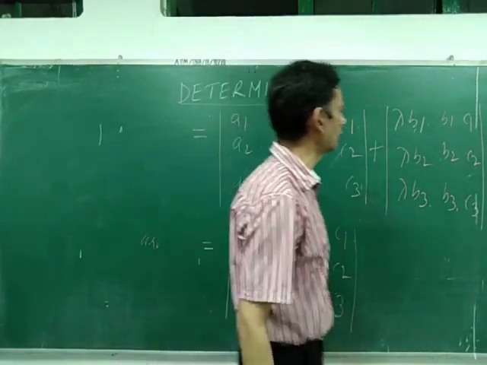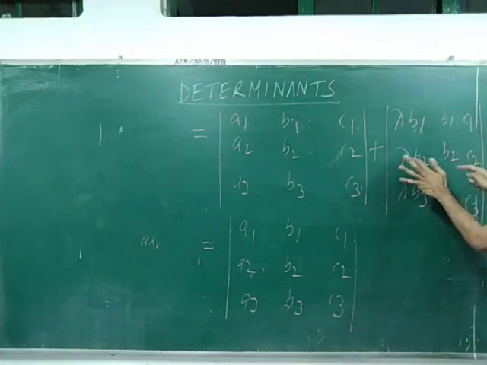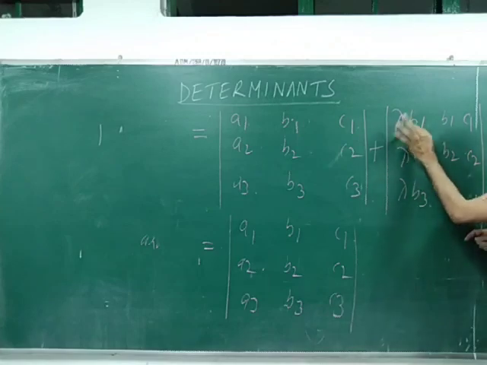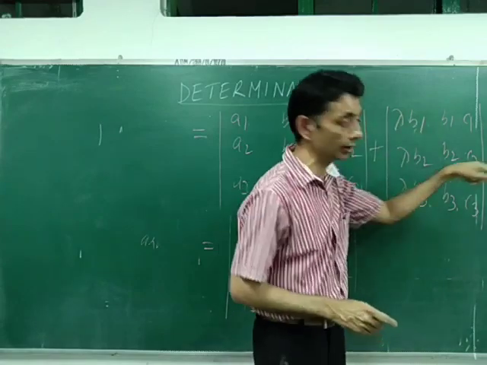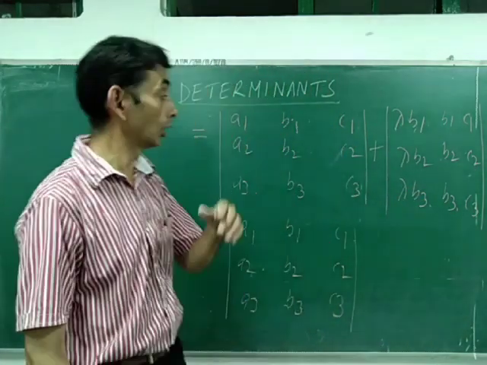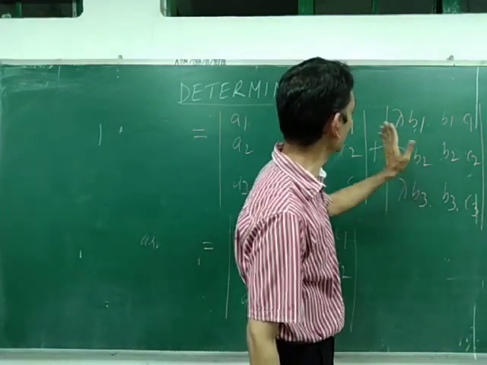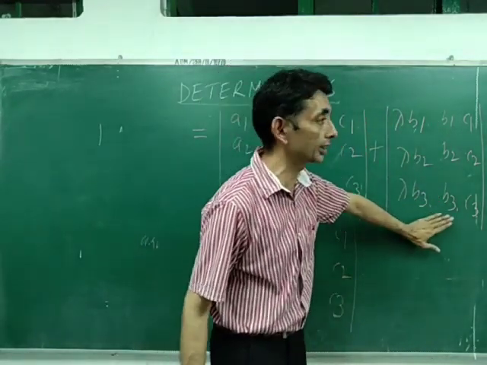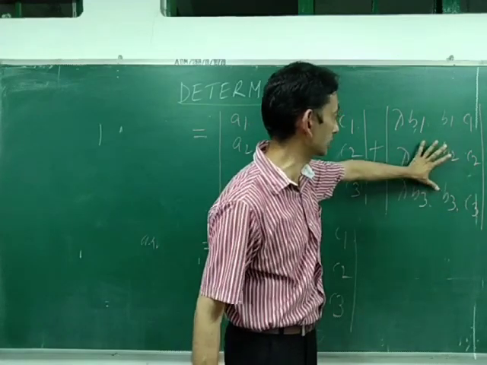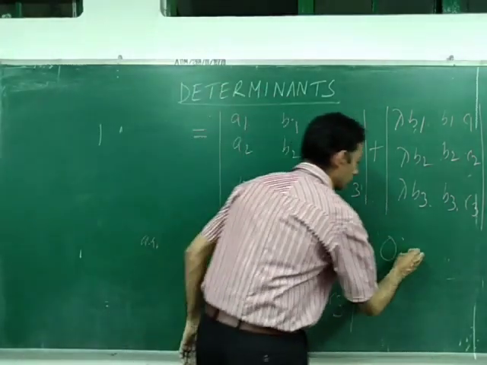Now let us see the value of the second determinant. Observe column 1 and column 2. What is the relation between lambda B1 and B1, lambda B2 and B2, lambda B3 and B3? Each element of column 1 is proportional to the corresponding element of column 2. We have already discussed in the previous lecture that if the corresponding elements of one column are proportional to those of another column, then the value of the determinant is 0. So this determinant is 0, hence delta 1 is equal to delta.